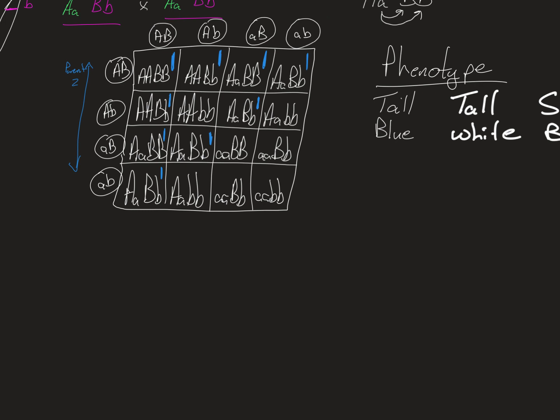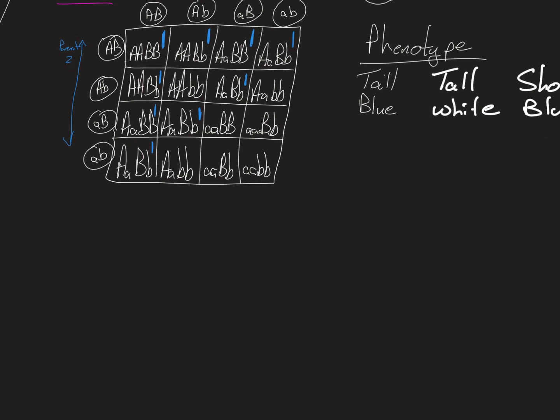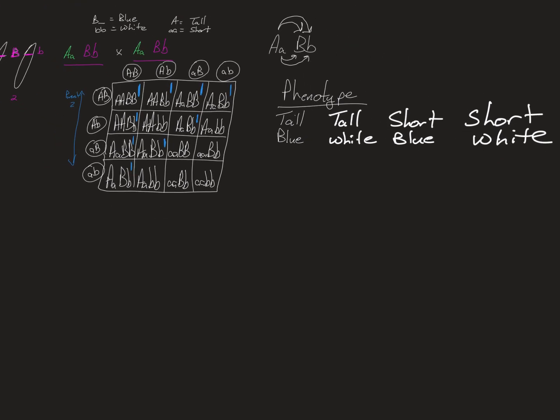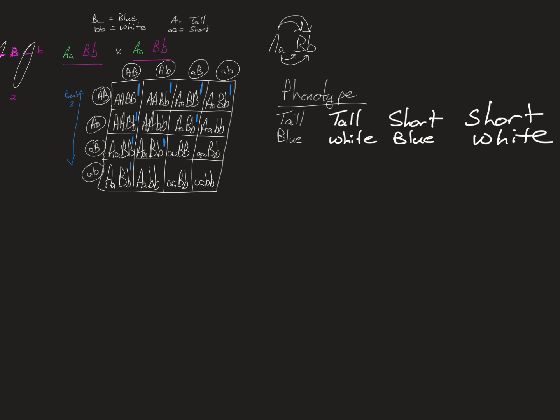Next one's tall and white. Next one's short and blue. And next one's short and white. So that's it. Well, how many tall and blues do you count? I can tell you already. I don't need to count because I know, because I memorized this ratio, and you should too.